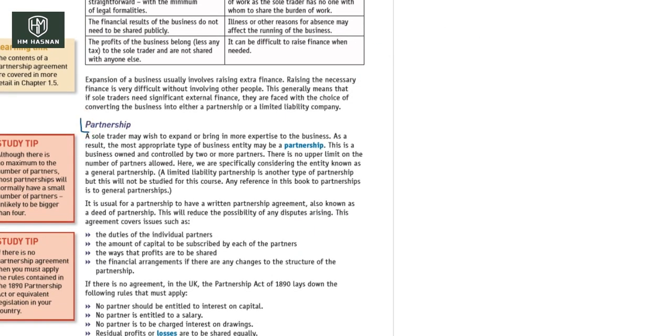What is a partnership? If two or more persons are managing a business, it is considered to be a partnership business. This is a business owned and controlled by two or more partners. There is no upper limit on the number of partners allowed. Here we are specifically considering the entity known as a general partnership. A limited liability partnership is another type of partnership, but this will not be studied for this course. In our course, the liability of a partnership is not limited. Here is the unlimited liability. The liability of a partnership is unlimited.